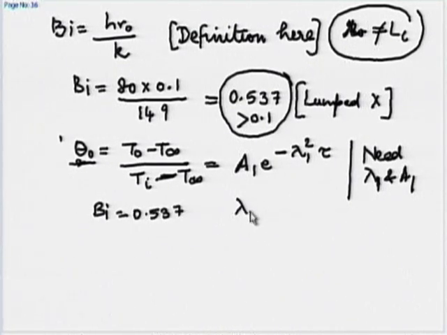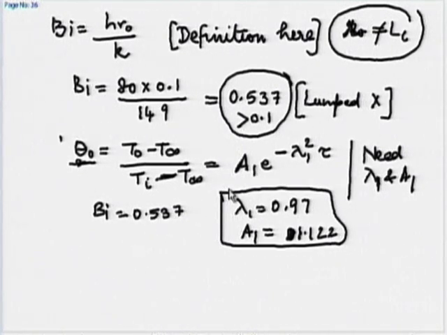Okay? So if I do that, I am going to get A1 as 1.122 and lambda 1 as 0.97. I guess most of you would have got this. A1 equal to 1.122, lambda 1 equal to 0.97. Okay. So, if I substitute this, I would get T naught as 364 degree Celsius.